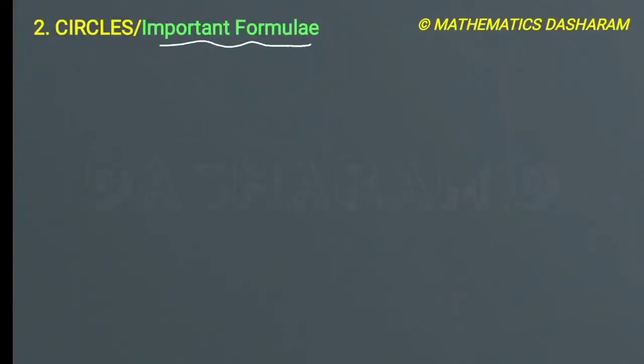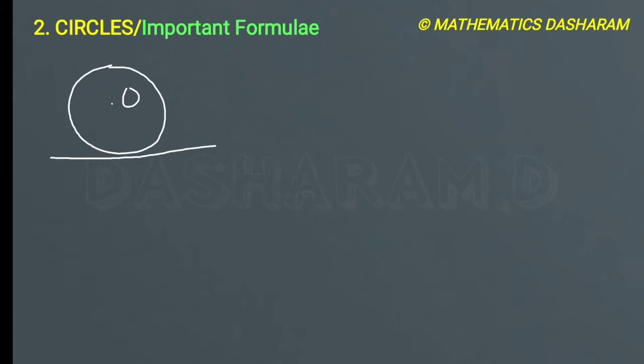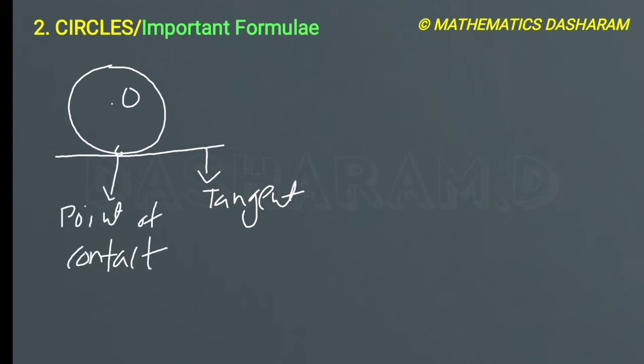Important formulae for exercise 2.2. Here is a circle with center O, and here is a straight line. It touches the circle at only one point, so it is called a tangent. The intersection point of a circle and a tangent is called the point of contact. The radius through this point of contact makes 90 degrees with the tangent.